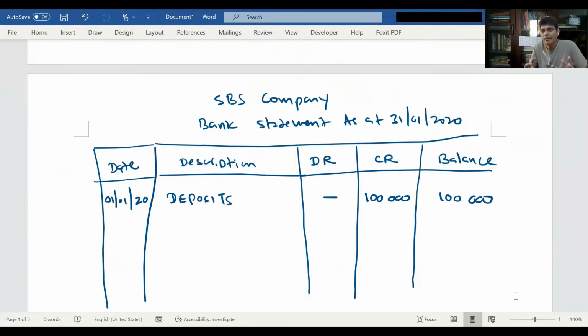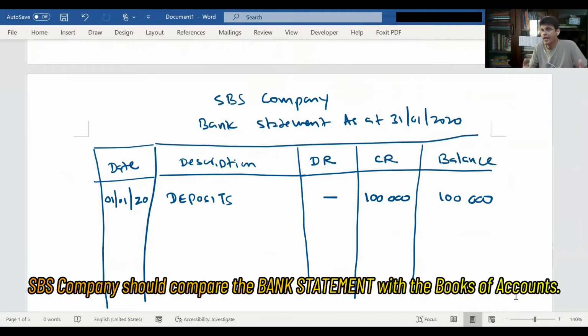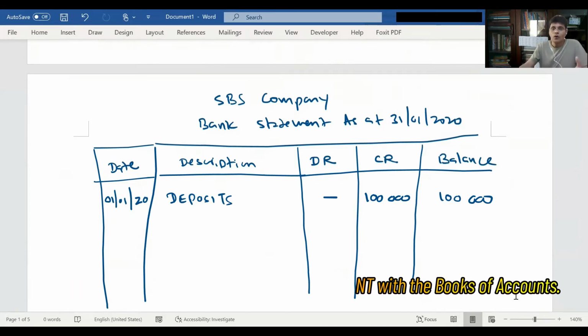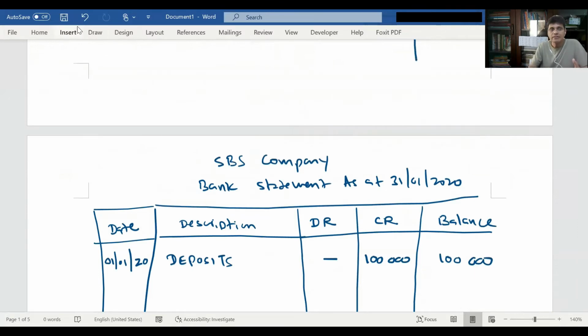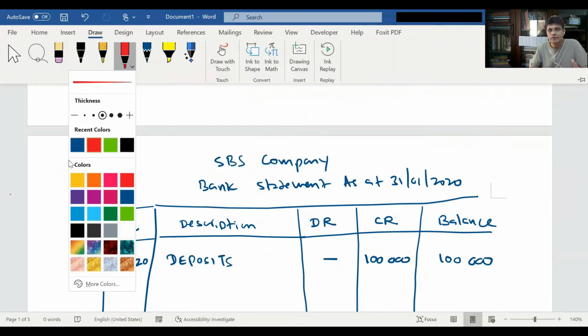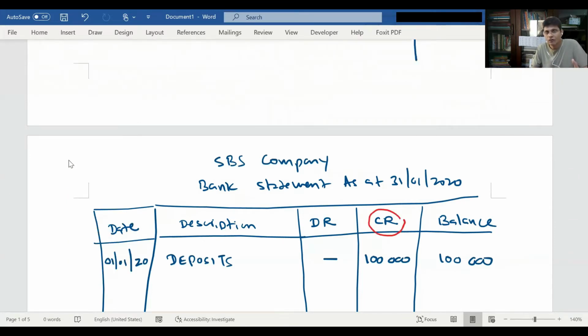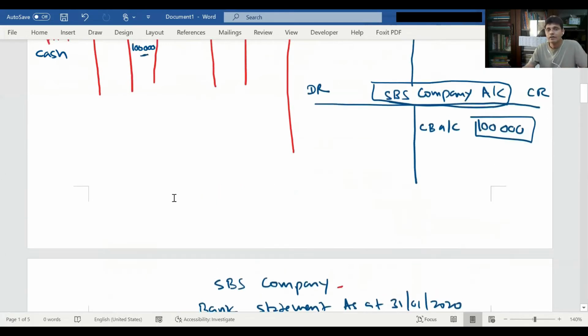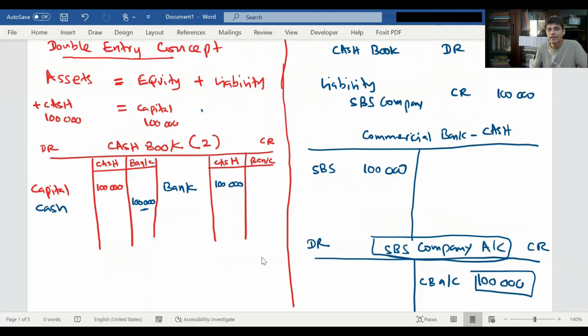When the company accountant receives this bank statement, what does he have to do? He has to compare it with his cash book, right? Okay, so the credit side of the bank statement, this is on the credit side, right? Why credit side? Now I will explain. Because from the bank's point of view, SBS company is a liability. So that's why they are showing it on the credit side. Okay. So when the bank statement is received by the company accountant, he will compare it with his bank account, with the cash book.